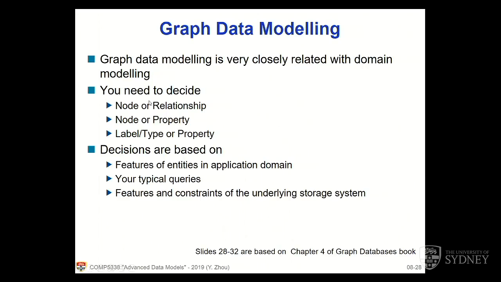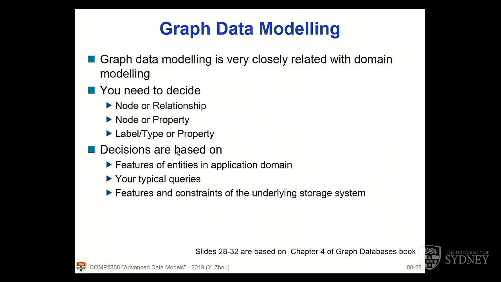Basically you need to decide for something, is this a node or a relationship? And most of the time it's pretty obvious. And also for something, whether you should model it as a node or a property; if it's too small, we should model it as a property. And there's another decision: do we model something as a label or type, or should we model it as a property? So there are a few decisions to make.